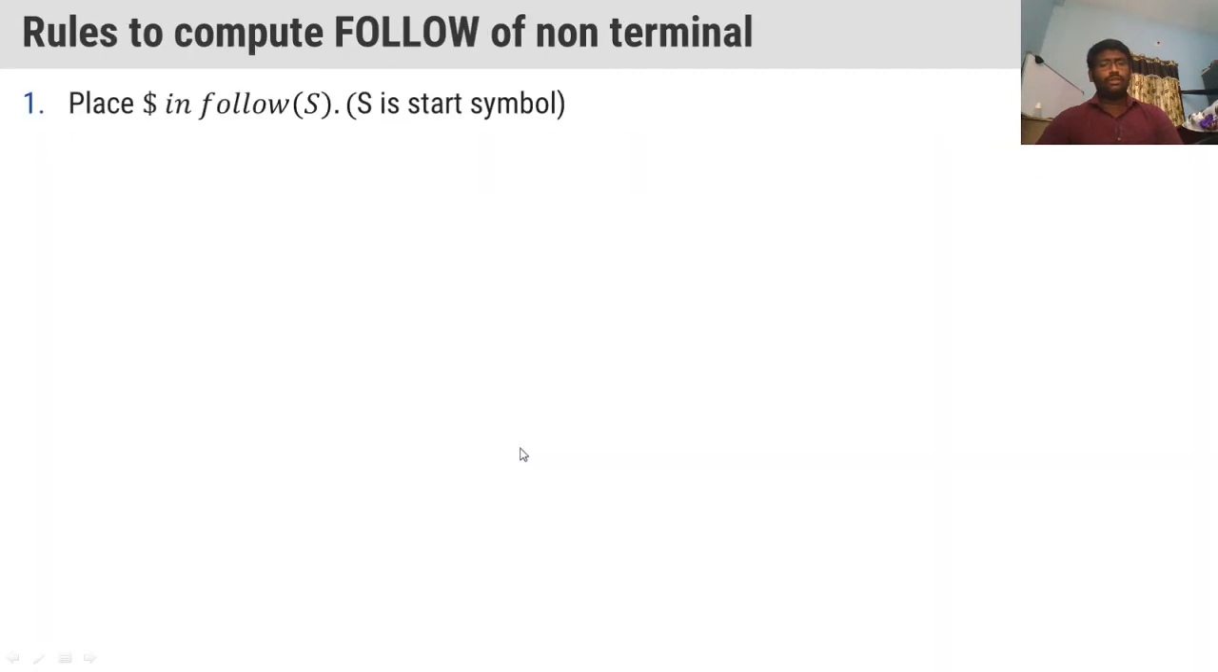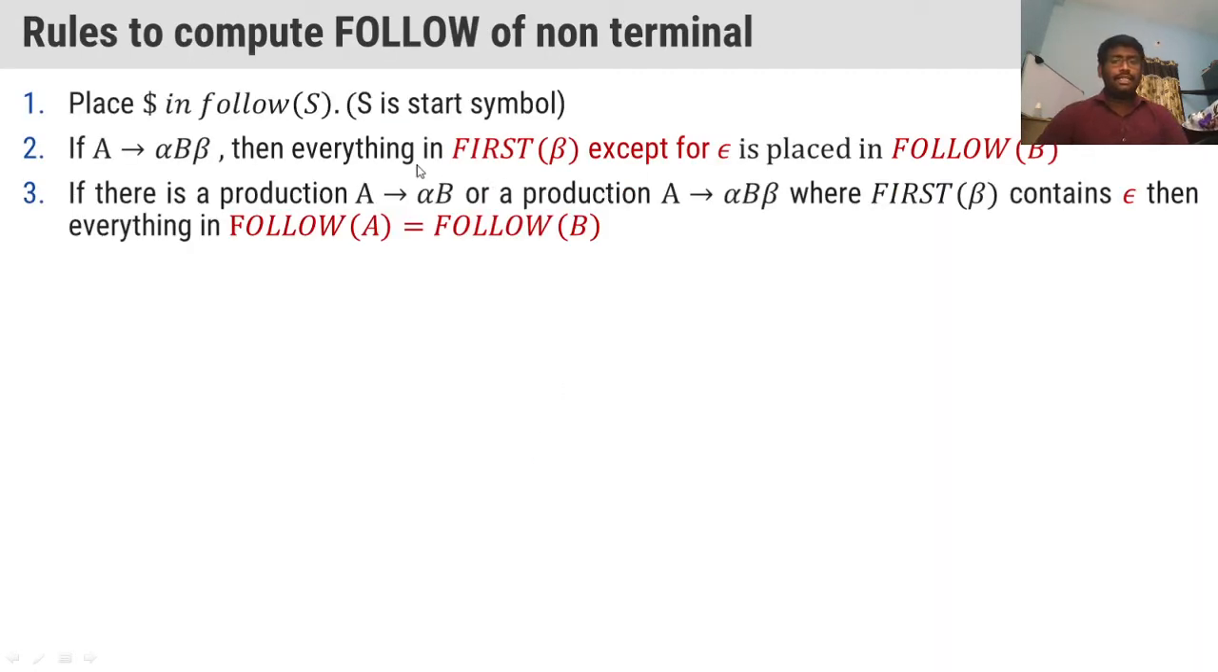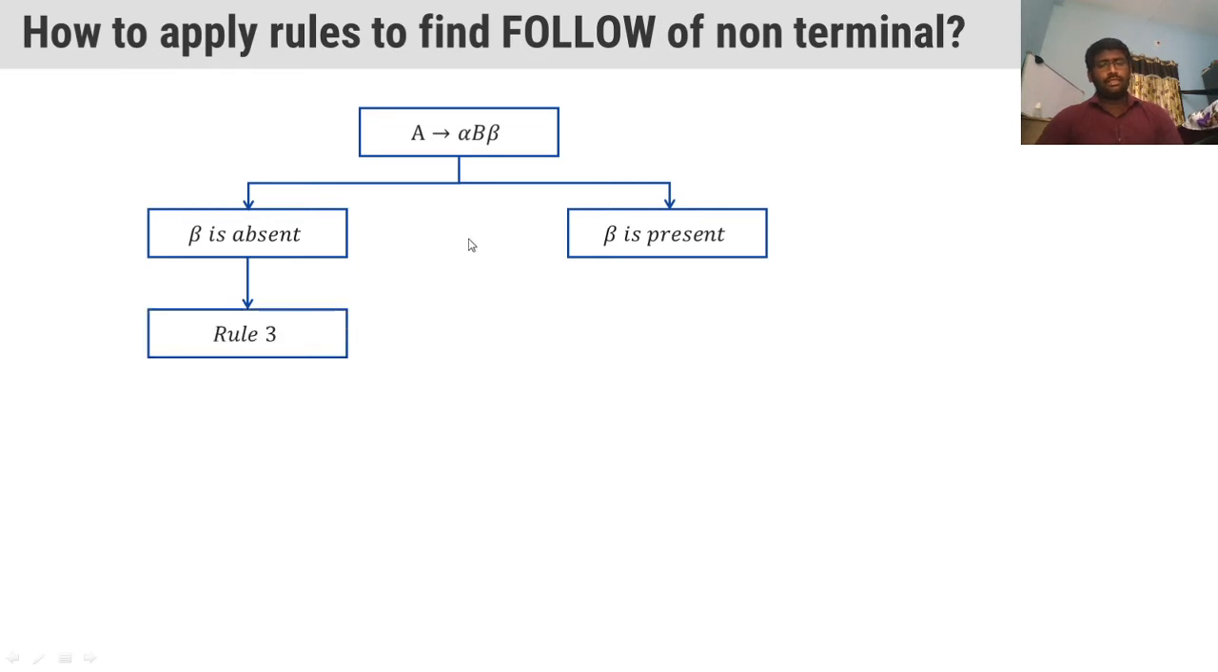What is rule number 2 here? If beta is a non-terminal, then we will take the first sets of beta. If beta is a terminal, then we will add the terminal to the follow set of that particular capital B. So that is what we are going to understand here. Simply understand this table, this chart here. If beta is absent, we will apply rule 3.